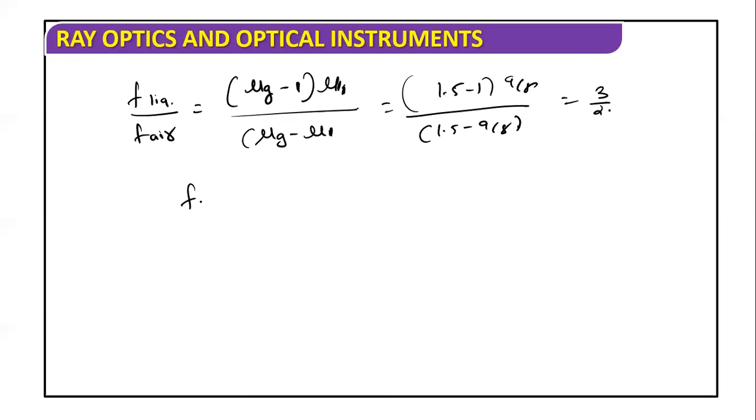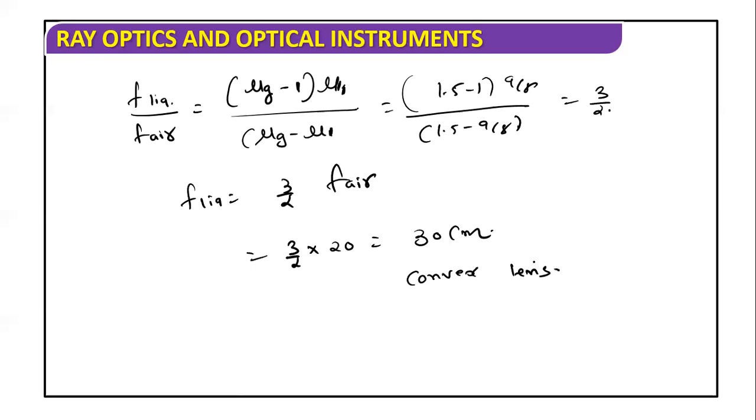So focal length in liquid is 3 by 2 times focal length in air, which is given 20 centimeter. So focal length in liquid will be 30 centimeter. And as it is positive, it will behave as convex lens of focal length 30 centimeter.